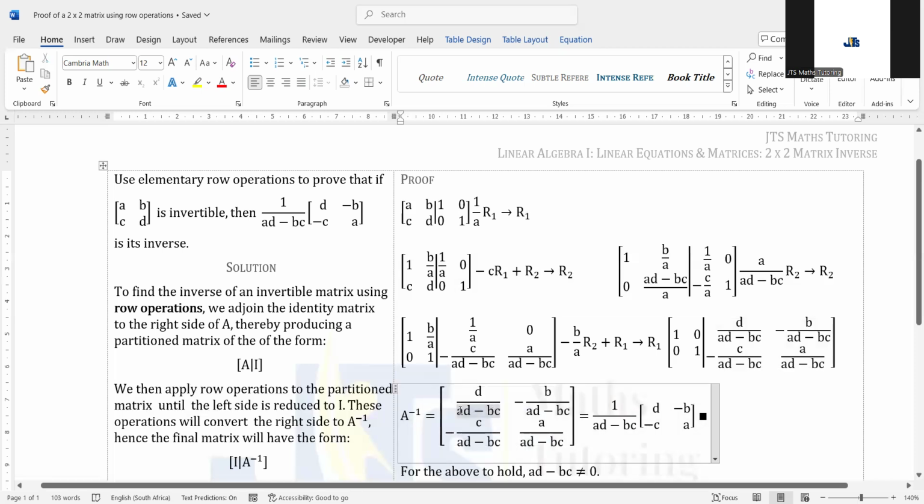But I've noticed here that I've got a common factor, AD minus BC, in every entry. So I can factor out 1 over AD minus BC.